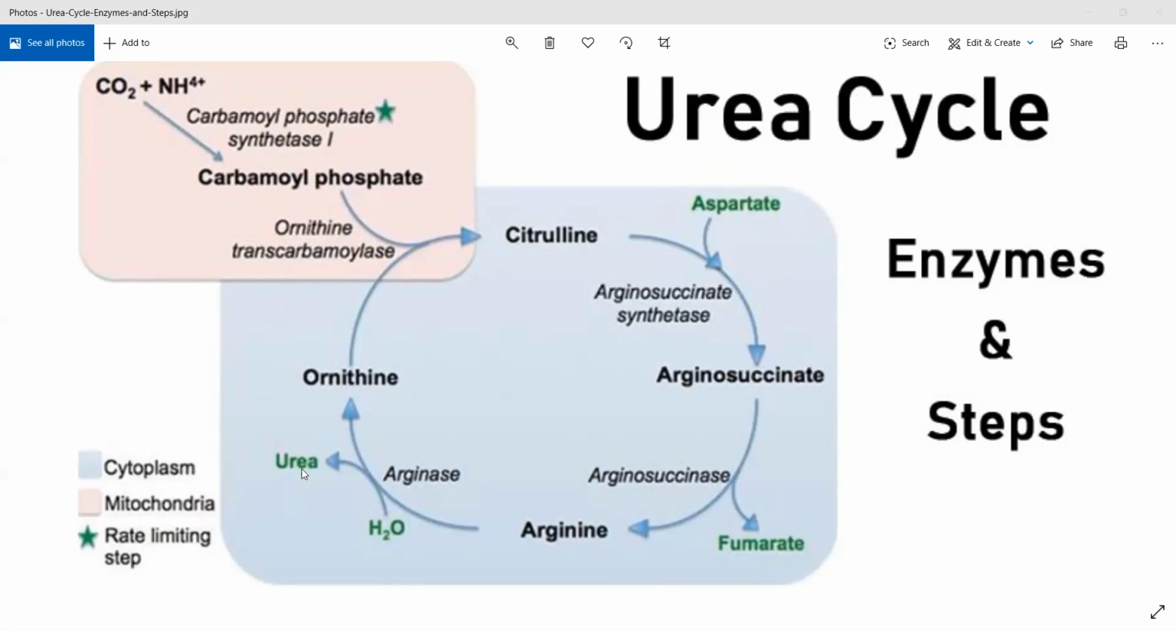It will combine with another carbamyl phosphate and continue the reaction to form more urea when required. If there is a lot of urea already present, the urea cycle will slow down a little. If there is a lot of ammonia present, more urea will be formed. If there is less ammonia present, less urea will be formed. A direct correlation in that sense. I hope the cycle is clear.